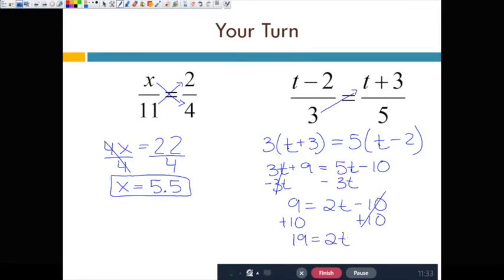Divide by what? 2. And what is 19 divided by 2? So t equals 9.5.